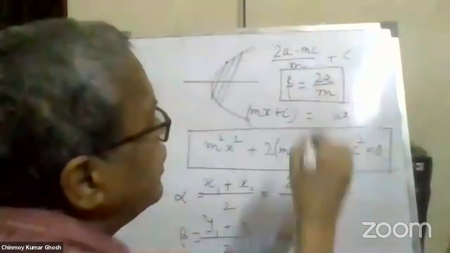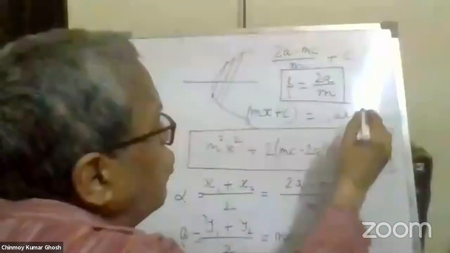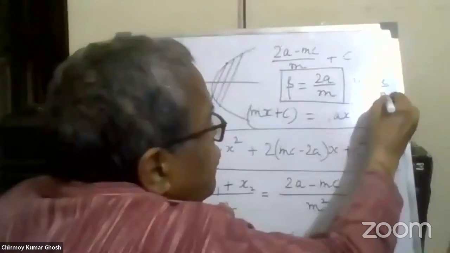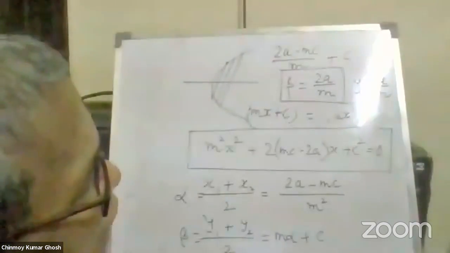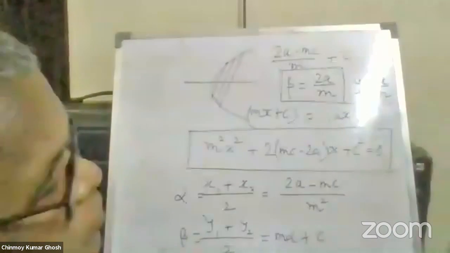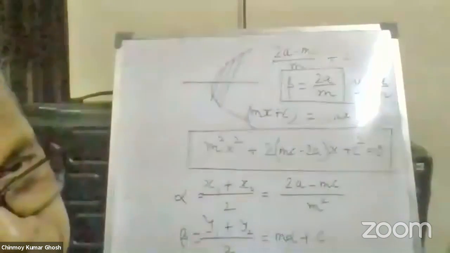Now this is constant, this is fixed, because m is a fixed quantity. c is not, but c gets cancelled. And therefore, the locus will be y is equal to 2a by m. So this is the equation of the diameter. So the diameter will be parallel to the axis of the parabola. Madam was referring to the axis of the parabola. The diameter will be parallel to the axis of the parabola.